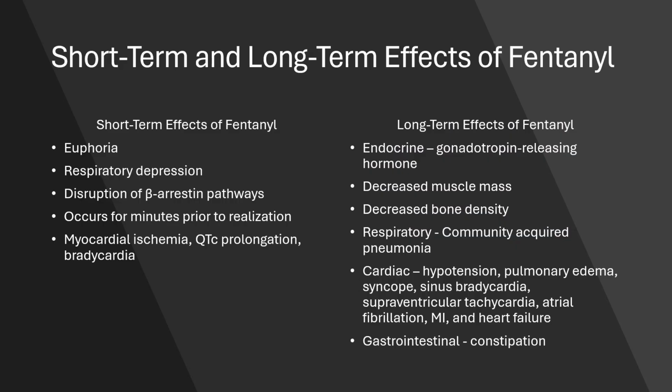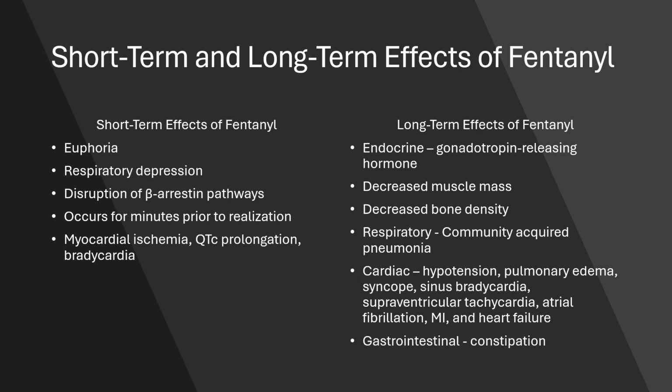Fentanyl causes euphoria in users as dopamine is released into the nucleus accumbens. Respiratory depression is the most dangerous side effect of fentanyl. Respiratory depression from fentanyl is dose dependent. Due to the binding on mu-opioid receptors, fentanyl disrupts the beta-arrestin pathways, which cause respiratory depression. Respiratory depression occurs for several minutes before the user realizes it, which increases the risk of death.